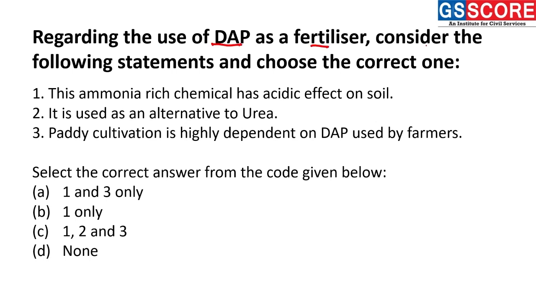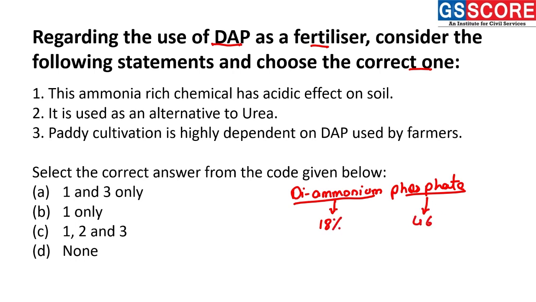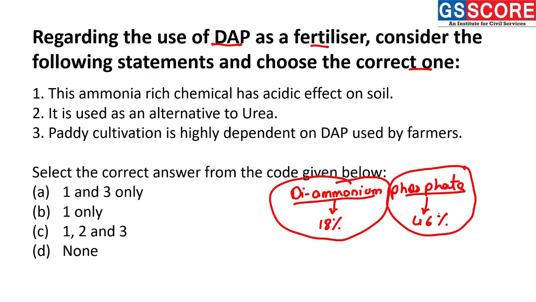Moving forward towards our next question, it is regarding the use of DAP as a fertilizer. Consider the following statements and choose the correct one. Now, basically what is DAP? DAP is diammonium phosphate. Here the presence of ammonium can be assessed up to 18%, while the phosphate can be assessed up to 46%. So this is the composition of nitrogen and phosphate in this DAP fertilizer.